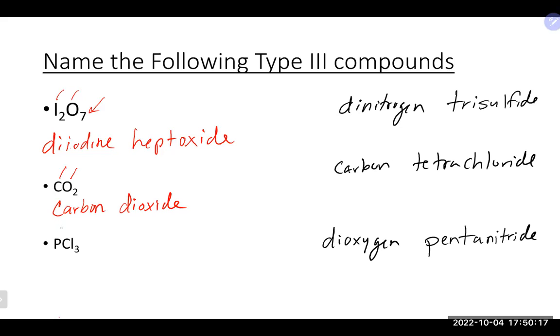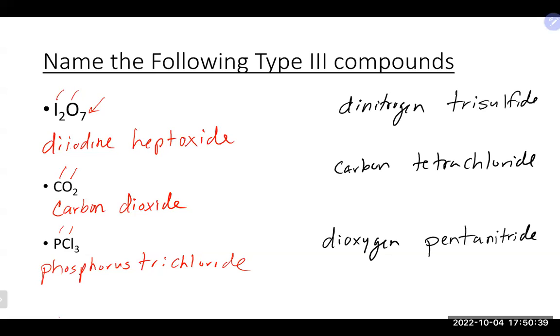Last one here on the left, we have P, which is phosphorus, and Cl, which is chlorine, both again nonmetals. Once again, mono for the first guy we do not use, so we'll just use phosphorus. And prefix for 3 is tri, so trichloride. Any question on any of those names there?